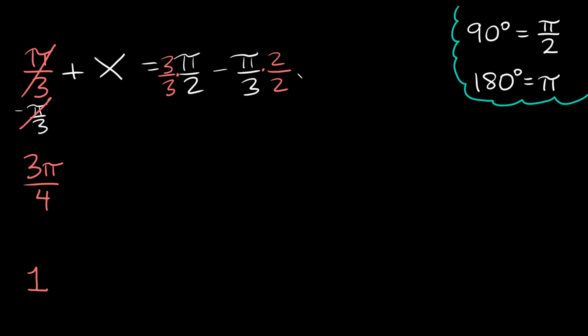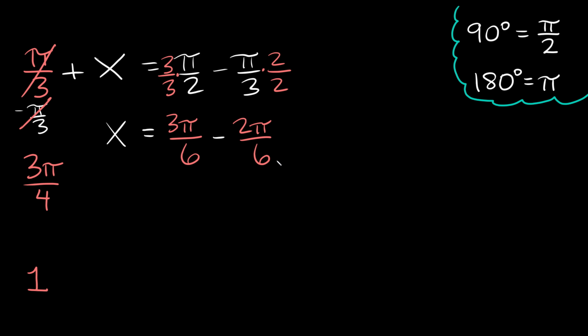So now let's simplify what we have here. So first of all, here we have x is equal to, and on top 3 times pi, that's just 3 pi. 3 times 2 on the bottom is 6. And then we're subtracting. And then on top, pi times 2 is 2 pi. And on the bottom, 3 times 2 is 6.